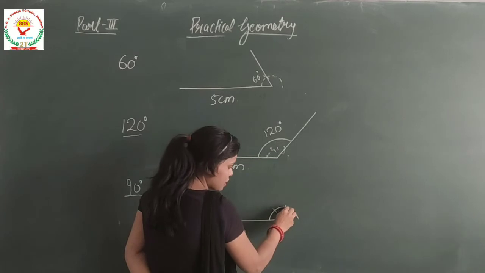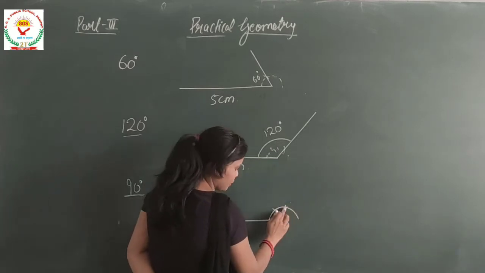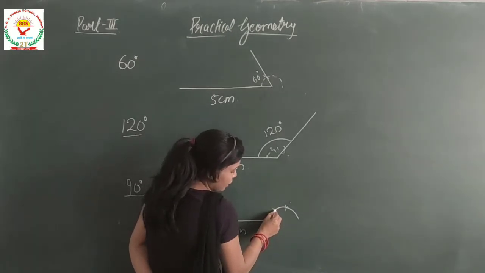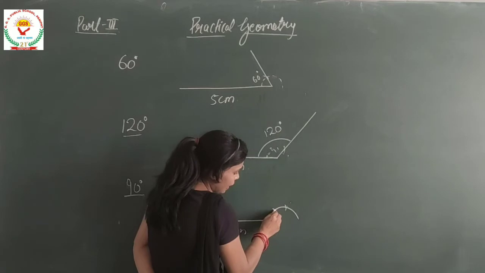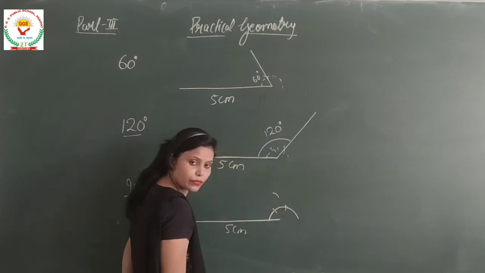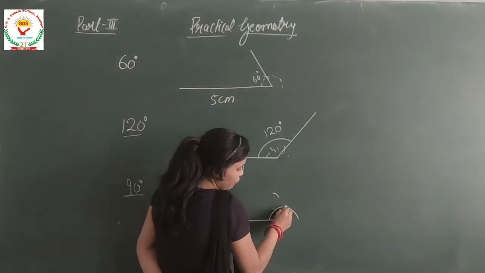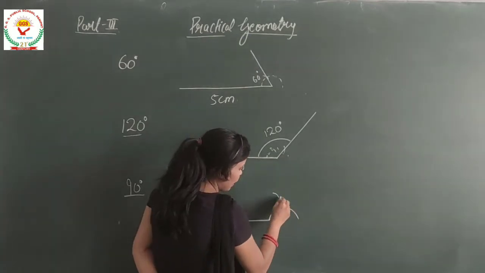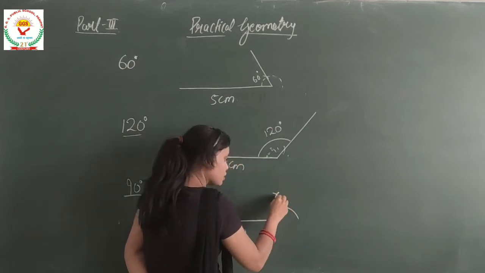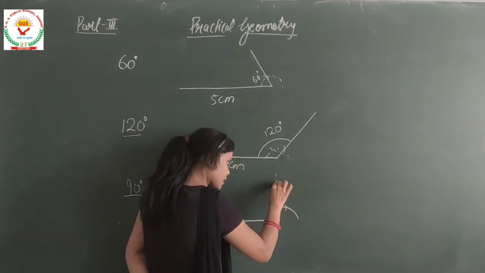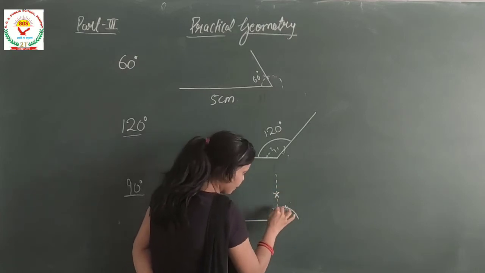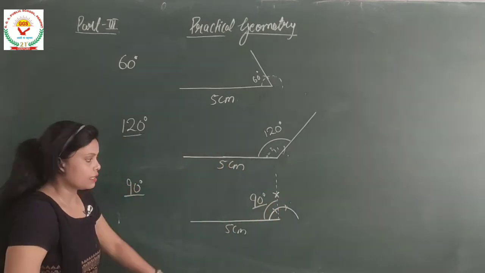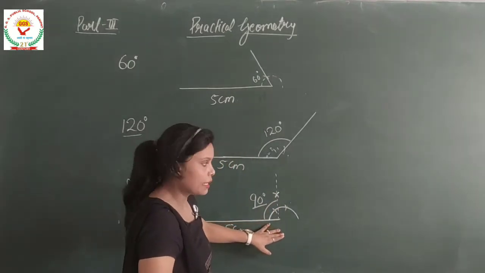So this is the 120 degrees, but for 90 degrees we will keep the needle at the 60 degree arc and mark an arc here. Now we will keep the needle at the 120 degree arc and mark an arc again. Where these arcs intersect each other, that will be the 90 degree angle. This is the formation of 90 degrees.